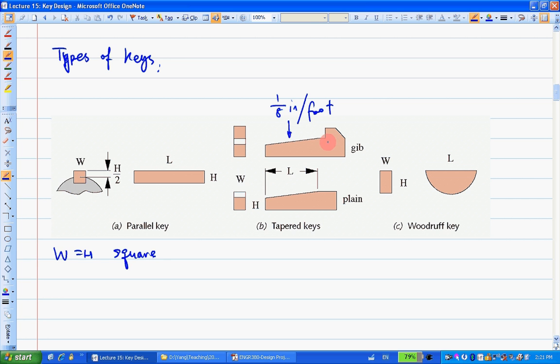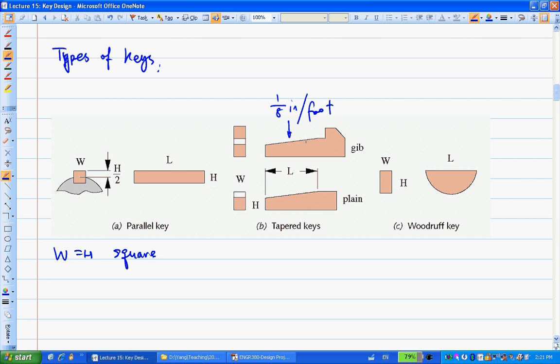But taper keys are generally used for very tight fits. Basically, you slide it in, and then you hammer it into the hub and the key seat, so it's a pretty tight fit.